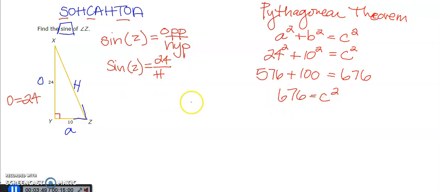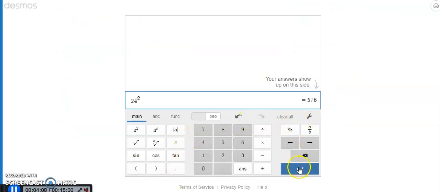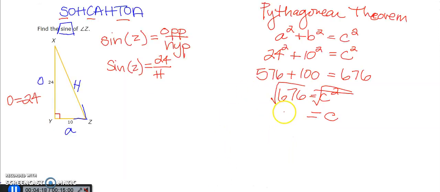That is obviously not the side length. How do we solve that for C? Well, we take the square root of both sides. Taking the square root of something that's squared is the inverse, so those two things cancel out and that leaves us with C. So C is equal to the square root of 676. I don't know what that is in my head, so we can come over here and do that, and it gives us 26. So your missing side length here, H, is going to be 26.